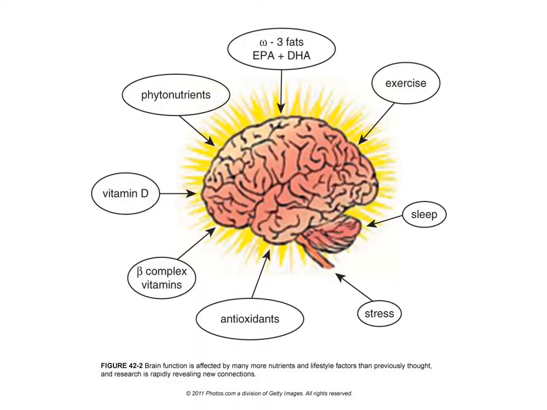So again, looking at nutrition and brain health and some of the factors, we're looking at omega-3s, exercise, sleep, stress, antioxidants, B-complex vitamins, vitamin D, and phytonutrients. There's actually an interesting study, and if anybody wants to talk more about exercise, we might be able to do that during one of our Zoom sessions.